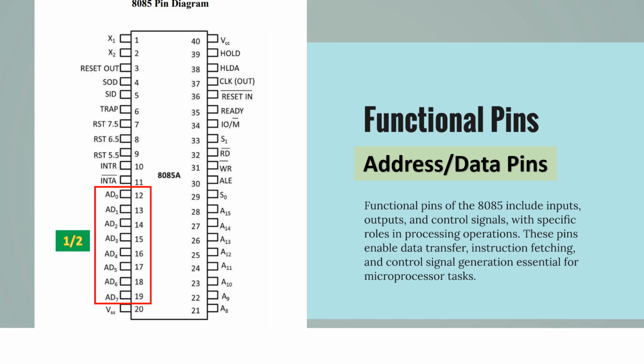The pins from 12 to 19, named AD0 to AD7, are called the multiplexed address or data bus, which means these pins are multiplexed. They are able to serve two purposes. It can carry the lower order address bits to specify a memory location for transferring the data. Here the data bus acts for data transferring purposes. It carries the data bytes during the data transfer between the microprocessor and memory or I/O devices.